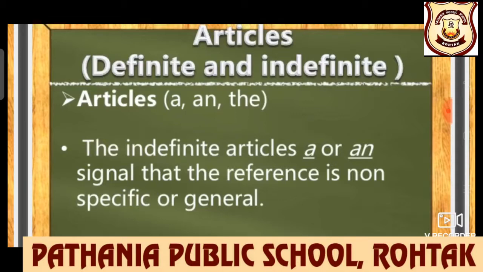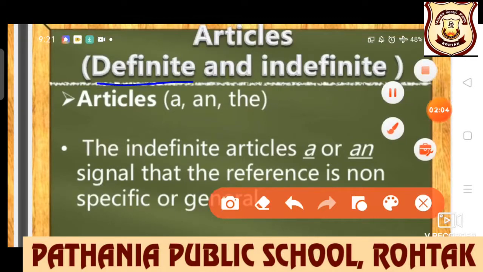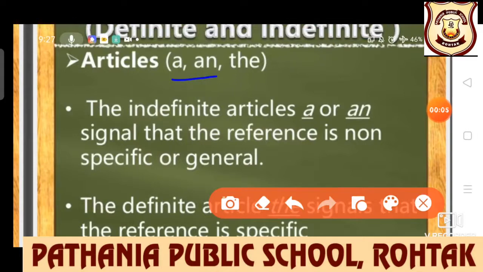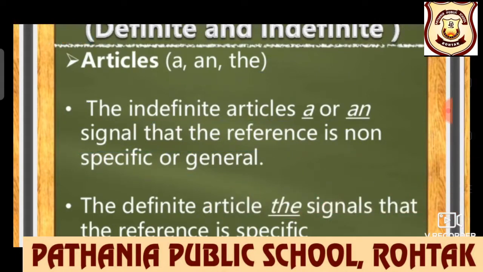We all know that there are three articles, a, an and the. Out of these three, two are indefinite articles, which are a and an, and the is a definite article. The indefinite articles a and an signal that the reference is non-specific or general. The definite article the signals that the reference is specific.